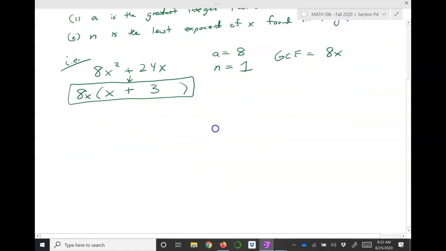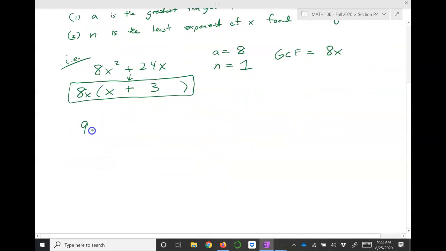Okay, let's try another one. That makes sense though, right? This is simple. And again, you'll start coming up with those GCFs in your head. But at first, let's just figure them out. All right, so what's the greatest integer that divides each term? So we'll do that one first.